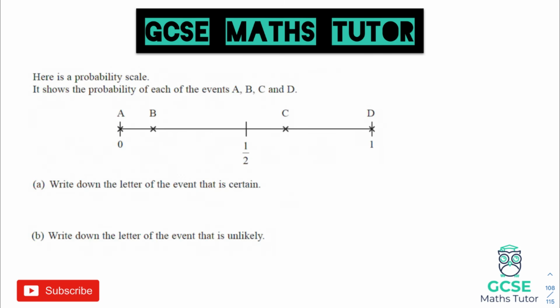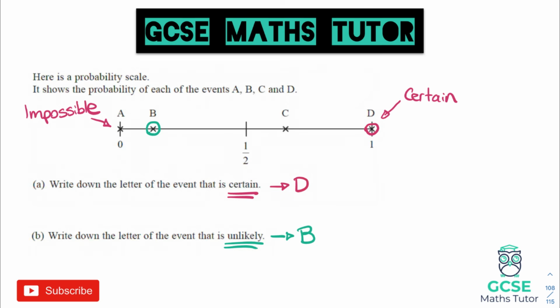If you are asked to label a probability line or a probability scale, remember on the left is impossible at 0 and on the right at certain is 1. Closer to 0 you have events that are unlikely, closer to 1 you have events that are likely.